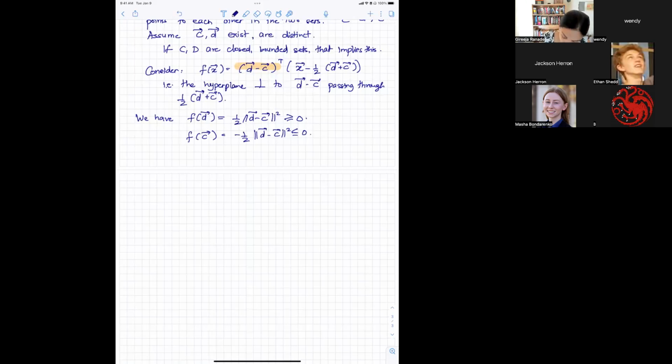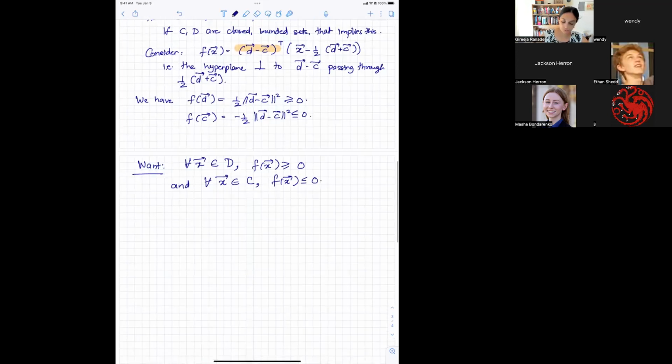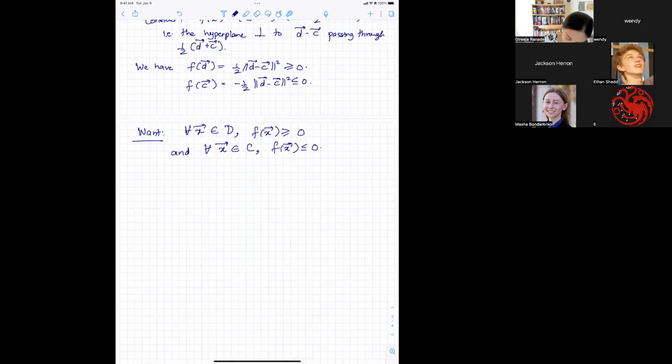Okay, so now we have these 2 things. We want to show that in fact, for every x belonging to the set D, f of x is greater than or equal to 0. And for every x belonging to the set C, f of x is less than or equal to 0. And we're going to show this by proof by contradiction.